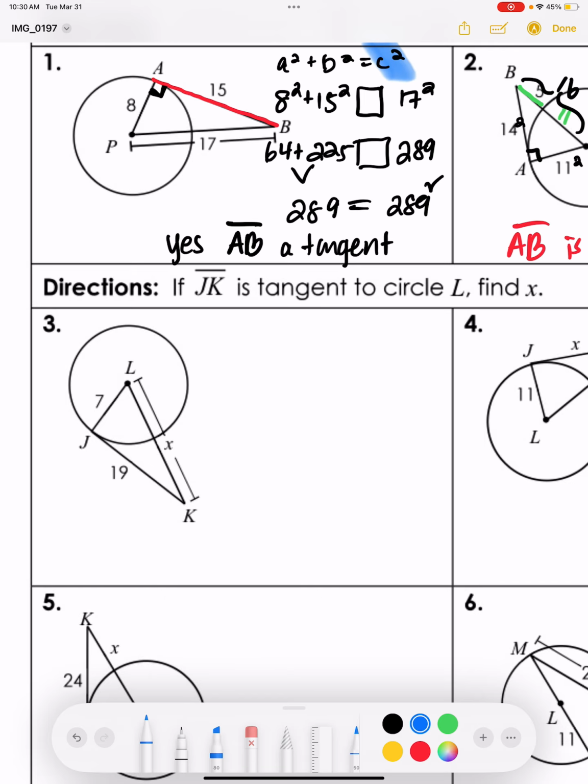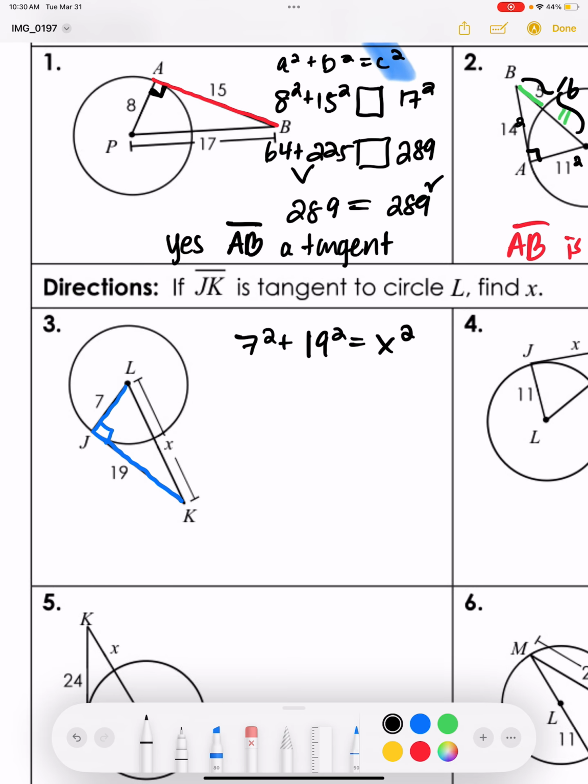So just double check. This side is 7. This side is 19. Those are the two that we should be adding, and it should equal x squared. So we should do 7 squared plus 19 squared equals x squared. And we're solving for x.